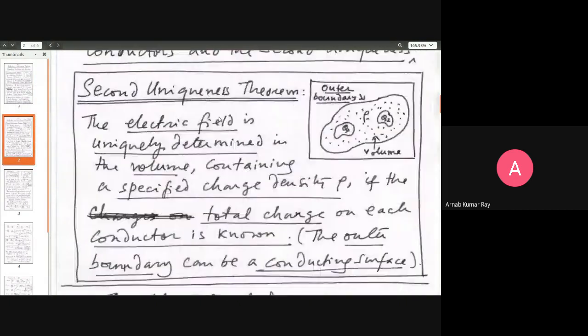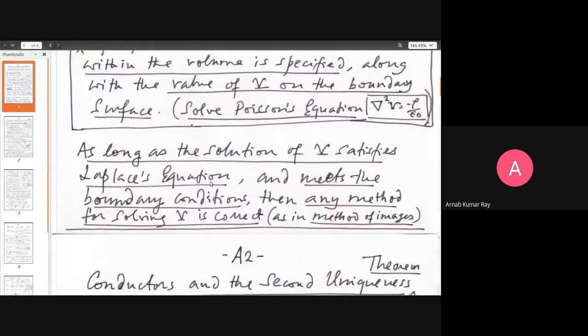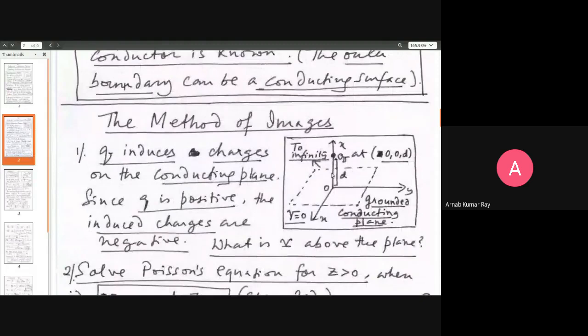As long as the solution of V satisfies Laplace's equation or Poisson's equation and meets the boundary conditions, indeed it does, then any method for solving V is correct, as in the method of images. Ideally, you would have worked out the Poisson equation to solve for this thing. But you could only work it out if you knew how this charge was distributed on the plane. You have no a priori way of knowing that. But you know the uniqueness theorem is giving you a powerful equivalent way out, an escape route.